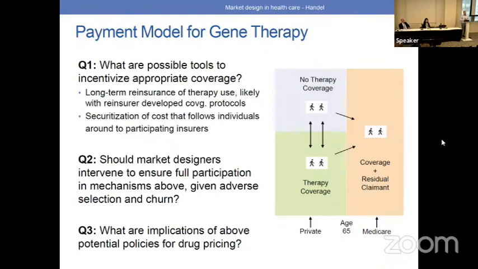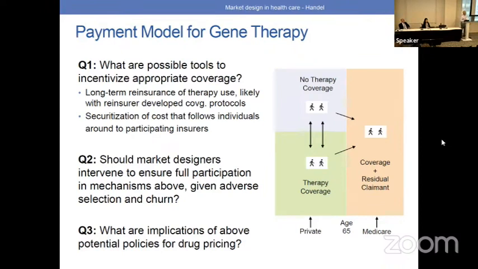A second question is, should market designers intervene to ensure full participation in some of these mechanisms, so the reinsurance mechanisms or the securitization mechanisms? And a third question I think is interesting is, if you think about reinsurance schemes or securitization schemes, what are the implications of that for drug pricing and also for drug innovation?